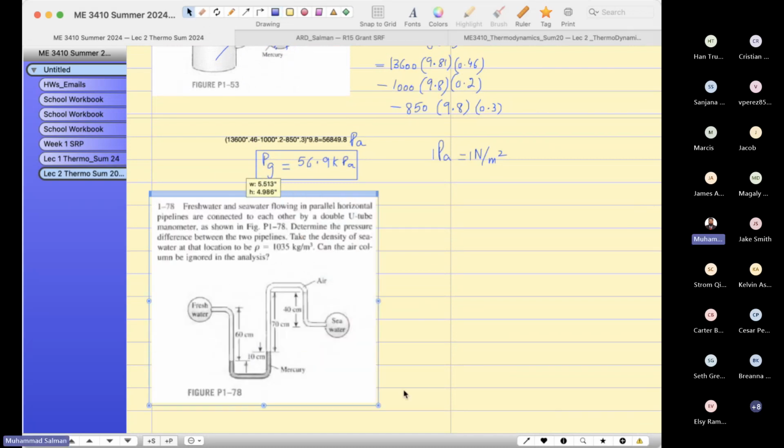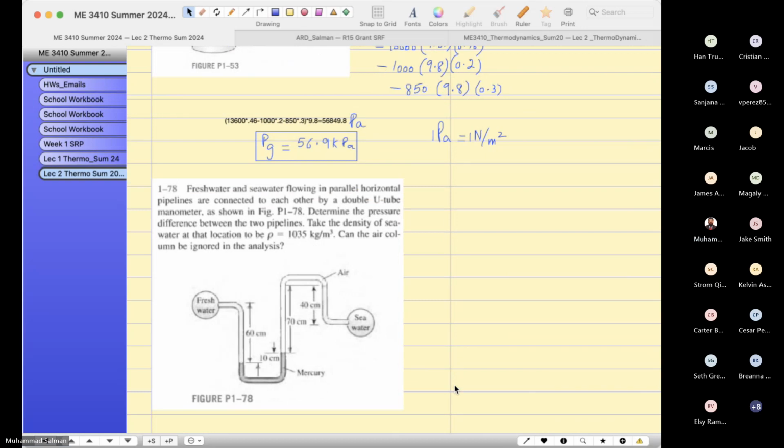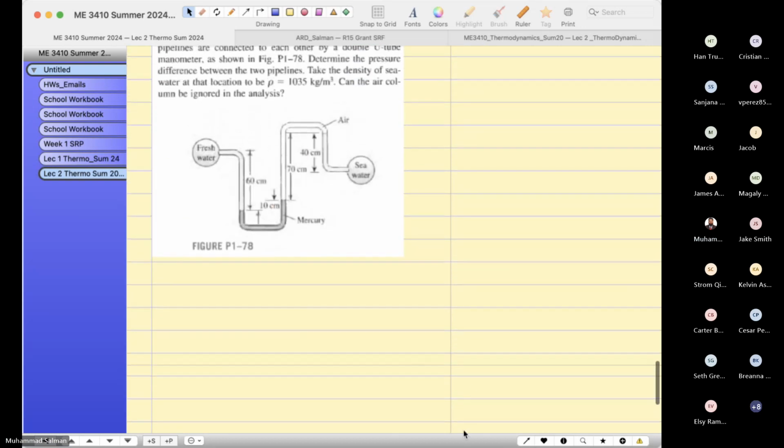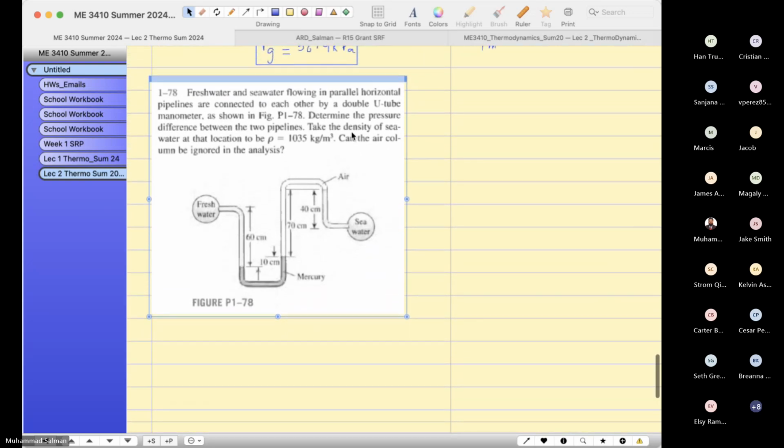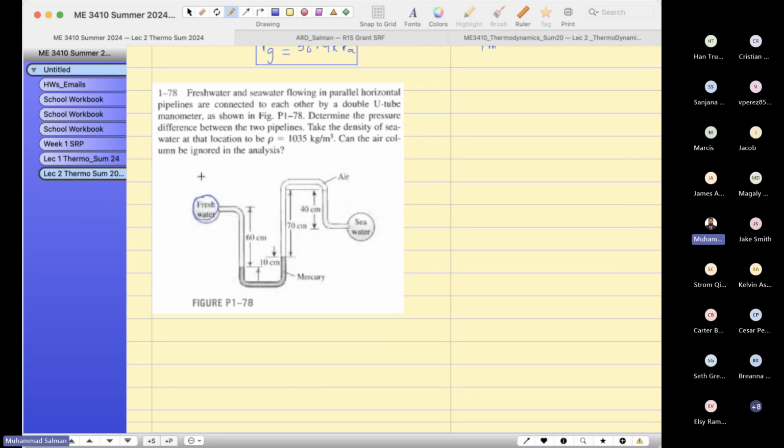Let us do this problem. This is fresh water, like this is a pipe, a horizontal pipe. You have attached a manometer. It's like a long pipe. You have attached the manometer to find out the difference between the pressure of fresh water and seawater flowing in parallel horizontal pipelines. These are the horizontal pipes.